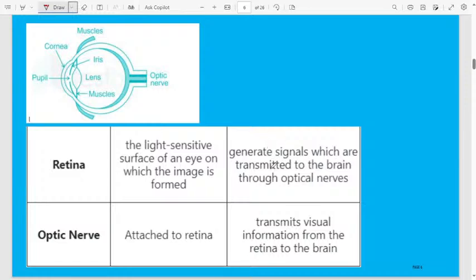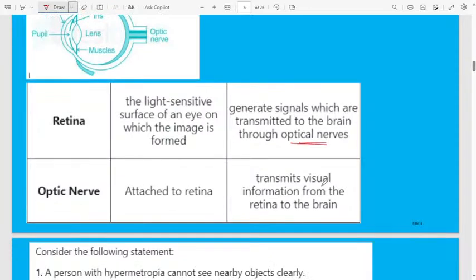The retina generates signals which are transmitted to the brain through the optic nerve. Whatever image forms on the retina is converted into a signal. Then with the help of the optic nerve, that signal reaches the brain, and your brain recognizes the object. The optic nerve is attached to the retina and transmits visual information from the retina to the brain. In short form, I will tell.